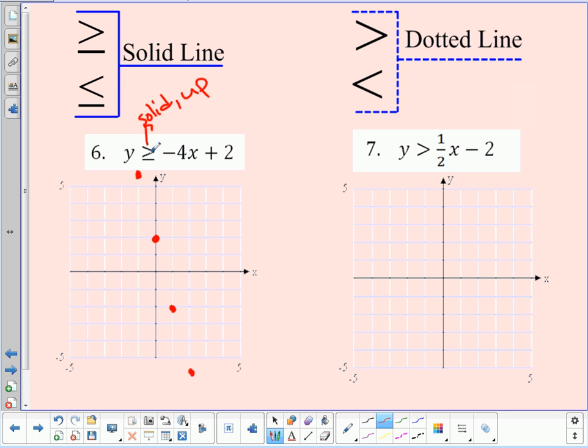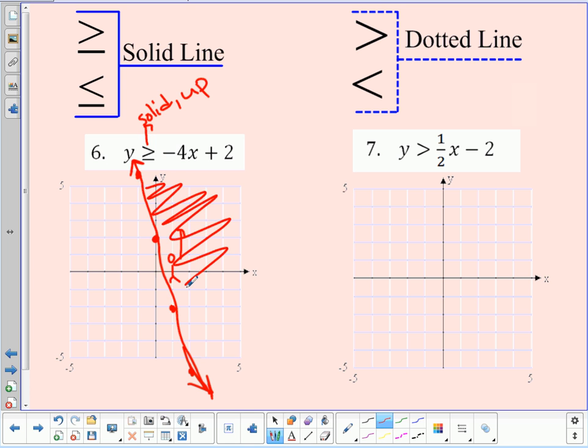And there's my line. So I want this to be solid. I'm going to connect the points. I'm including the points on the line. Sorry, I did not draw that very well through my points, but you get the picture. And I make an arrow there, and then I want to shade up. So if you're a little person on this very steep mountain and you jump up in the air, you're in this region over here. Okay, now let's talk about number 7.